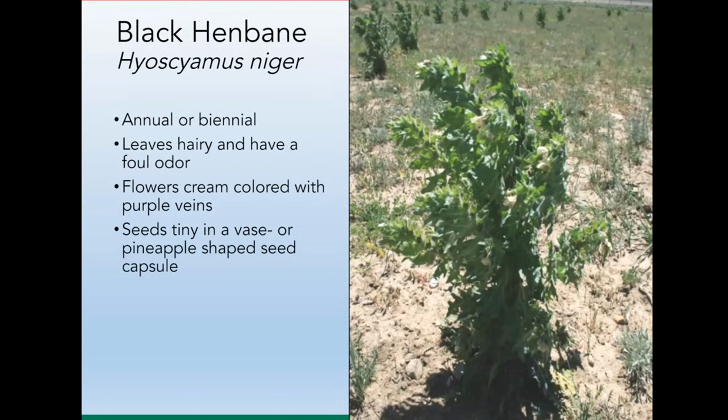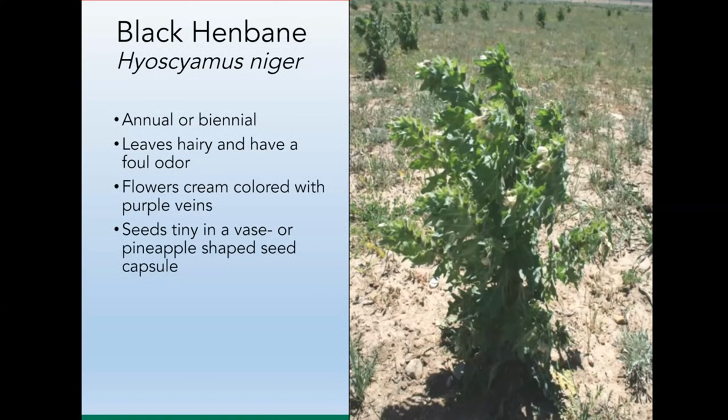It's in the Solanaceae family, so it's in the same family as potatoes and tomatoes, the nightshades. The seeds are produced in these tiny vase or pineapple-shaped capsules that will break open, and it can distribute hundreds of thousands of seeds depending on the size of the plant. The main reason this plant was added, as some of you that deal with it are familiar with, is that it's very toxic to livestock. It's very toxic to all life forms, actually, humans as well.